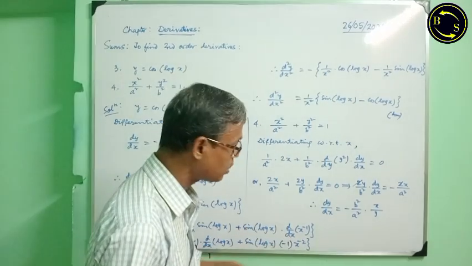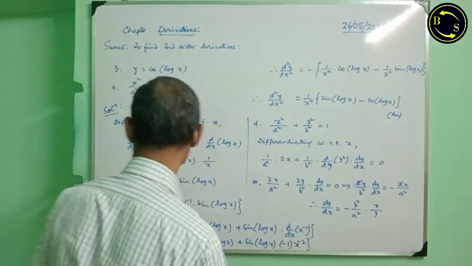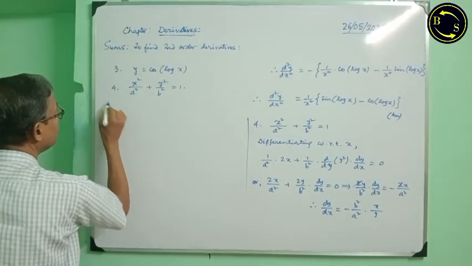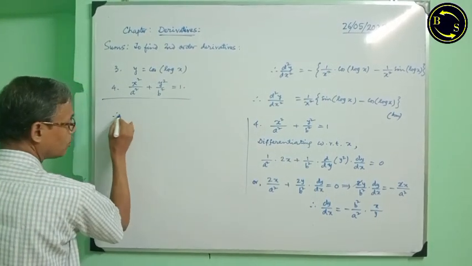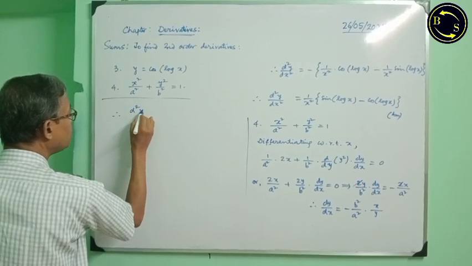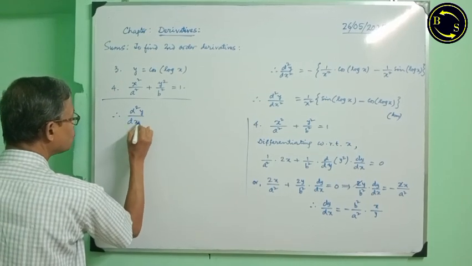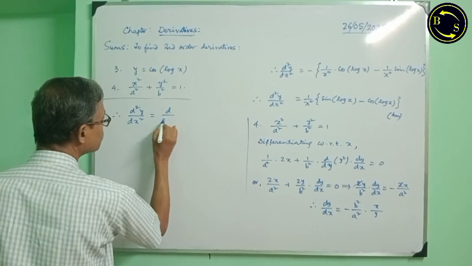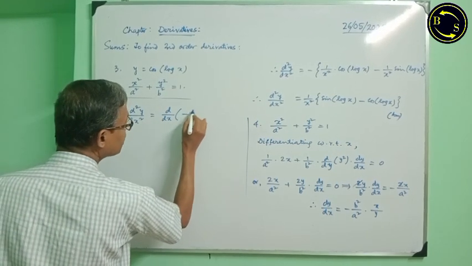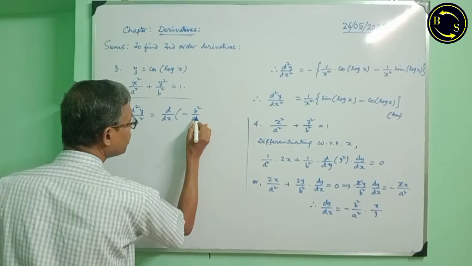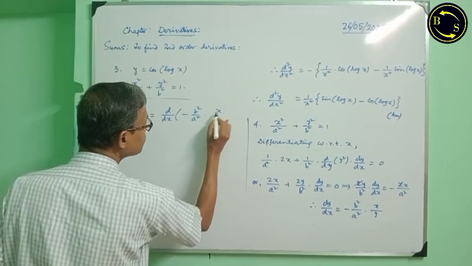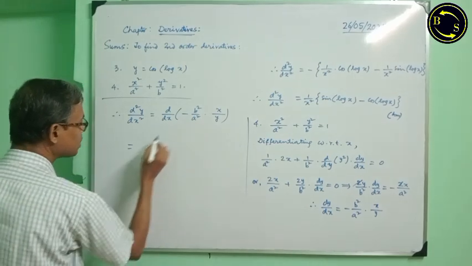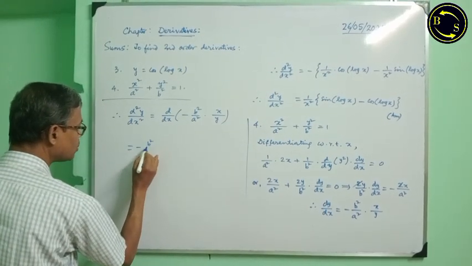Now we have to differentiate again with respect to x. Therefore, d2y/dx2 is equal to d/dx of minus b square/a square into x/y. Now, minus b square/a square is constant.